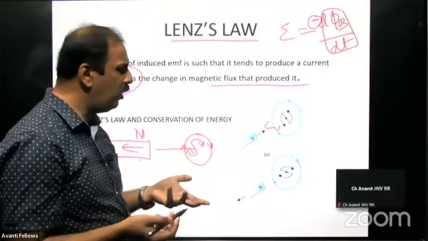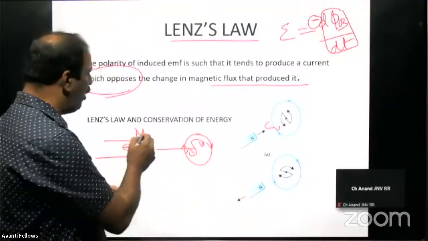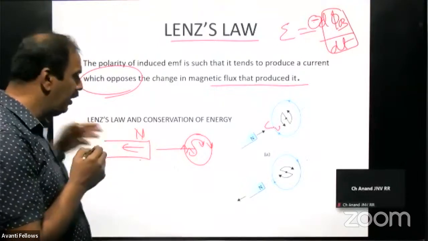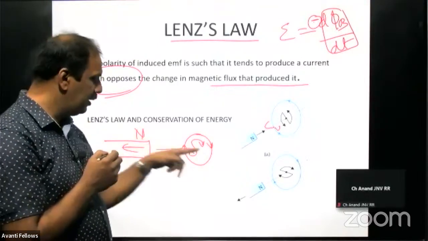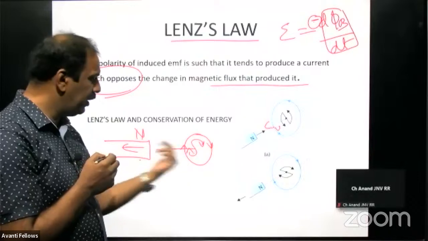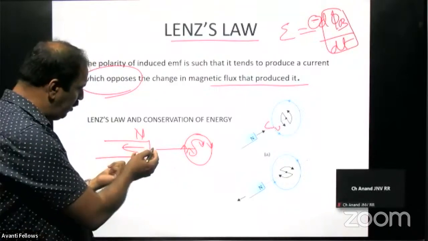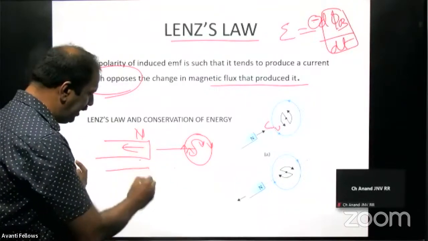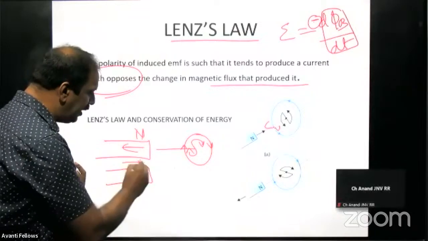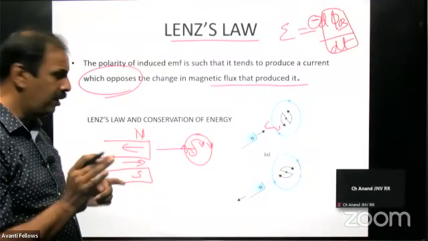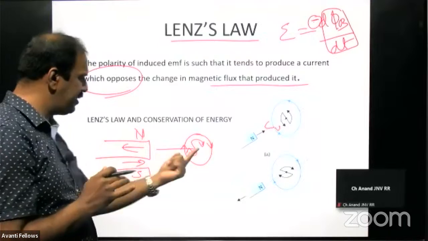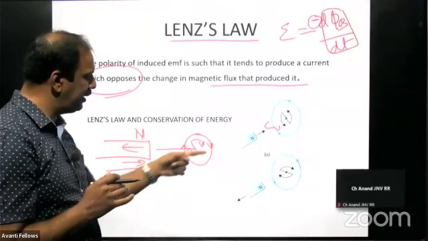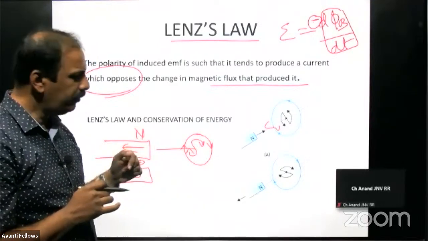Now it can come in the opposite way also. That is, instead of north, if south comes here, what will happen? When you push south here, it should repel. So pulling a north this side and pushing a south toward that side, both are the same. When you pull a north this side, here south will come. If you push south toward that side, it will come.